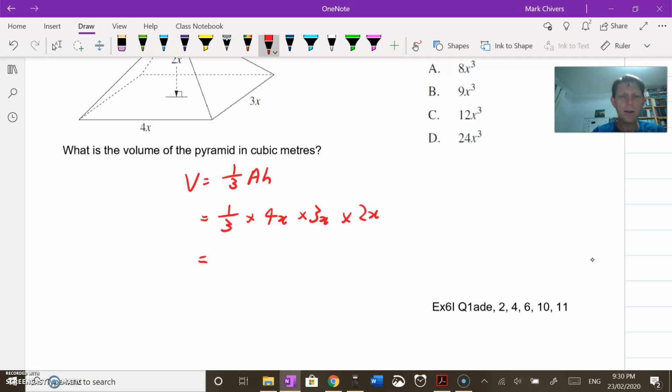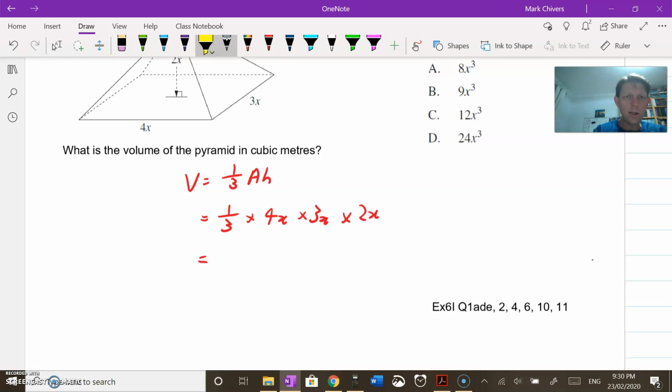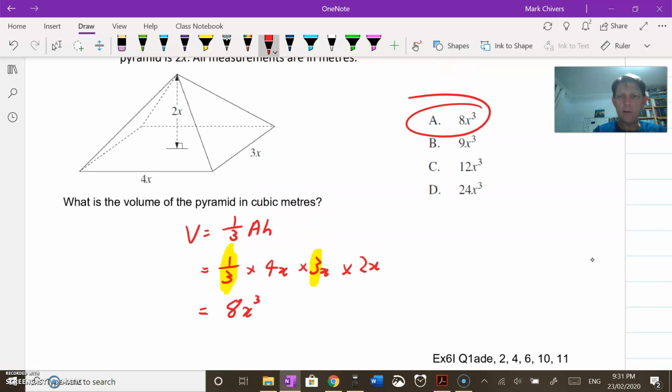Now remember, when we multiply with algebra, we can just multiply all our numbers first, and then we can multiply all of our letters. Now, a third times 3, these two numbers here are going to cancel each other out. A third of 3 is just 1. So the other two numbers left are going to be 4 and 2. 4 times 2 is 8. x times x times x is not 3x, it's x cubed. So we jump up here and we see, there we go, there's an answer right there.